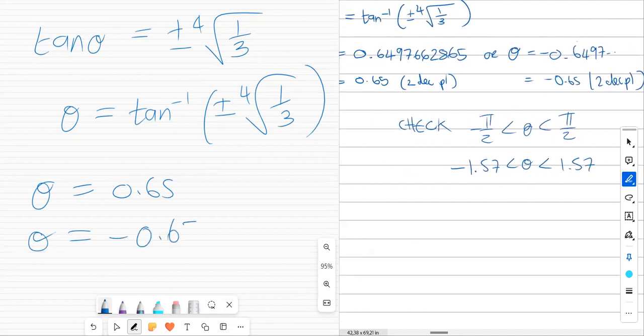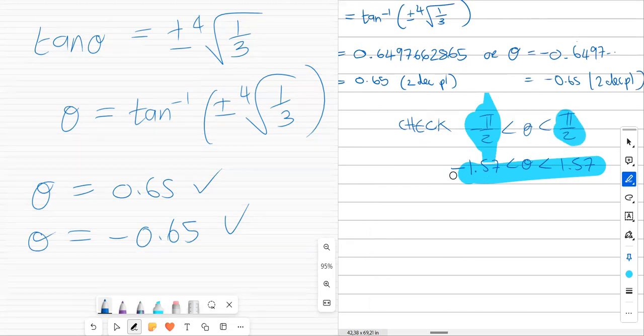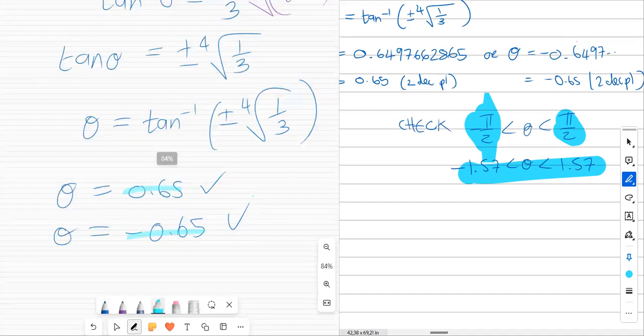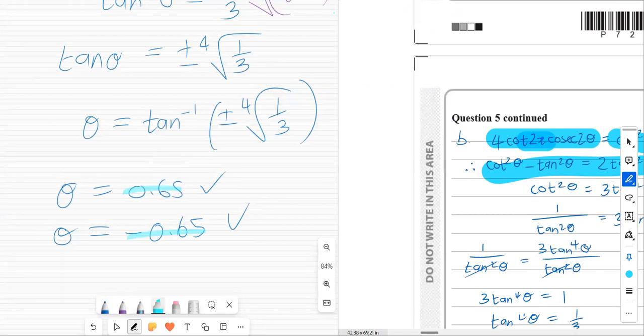And this is correct according to the mark scheme. Both of those are correct, but I just checked it. So take a look at my checking system here. I made sure that it was within the restrictions by converting pi over 2 to radians. So negative 1.57 is just pi over 2 in radians, so I could see what I was doing. And these are both within those restrictions, and that's correct. Always check your restrictions and just make sure that they're within it. Okay, I think that was the end of the question, and I can't remember which question 5. Good, done.